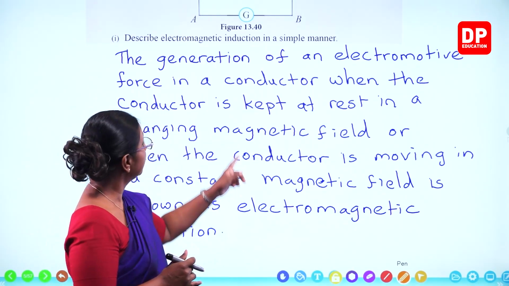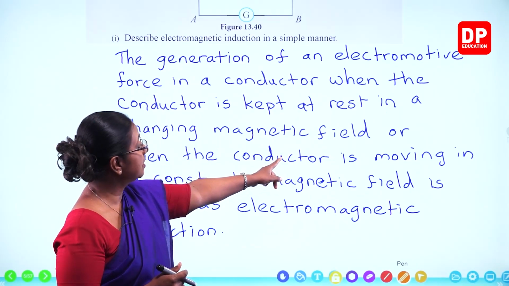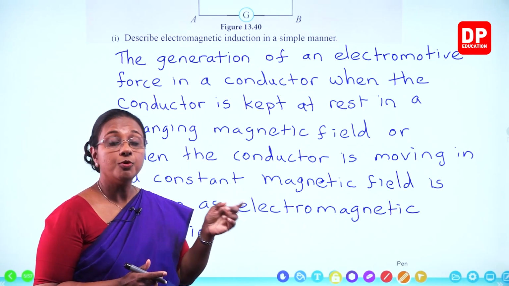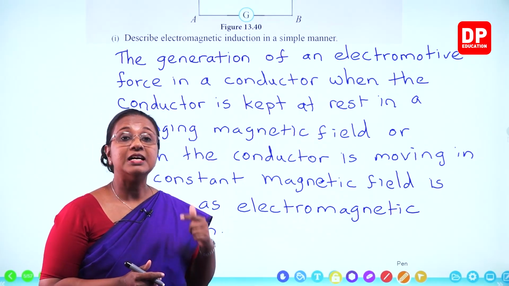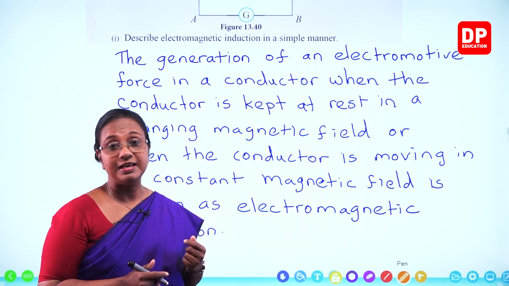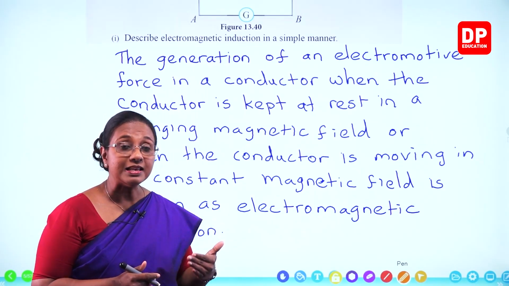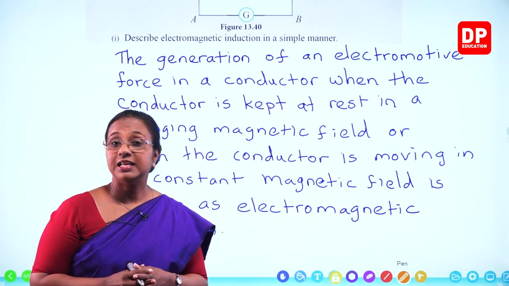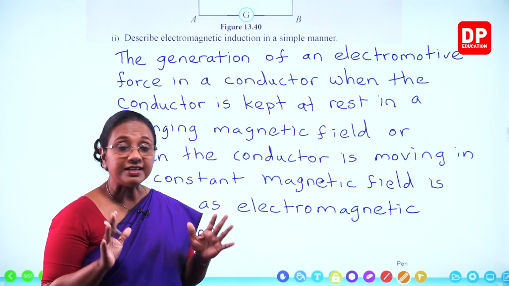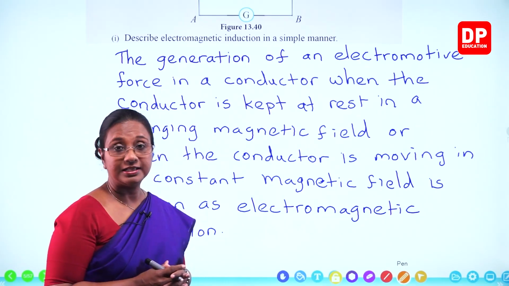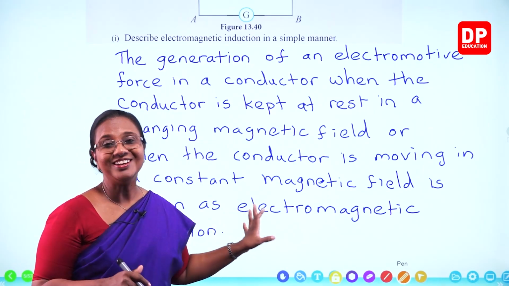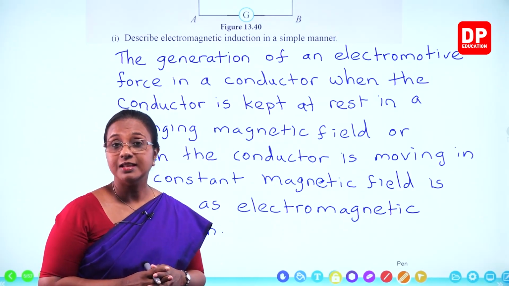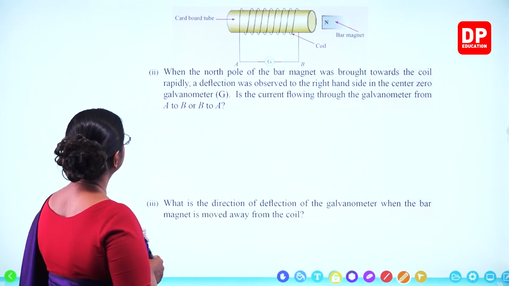And you can remember when the magnetic field is moving or if the conductor is moving, both of them result in the change of magnetic field lines. The magnetic field lines undergo change. So then only there is an alternating current generated. So that concept is electromagnetic induction. I am sure you all have written a similar answer. So with that students, I'll move on to the next question. That is the next part.